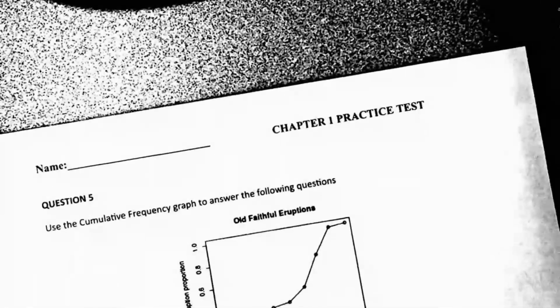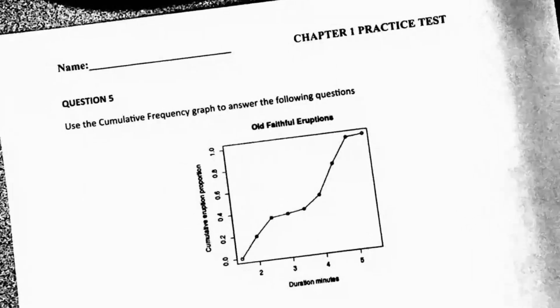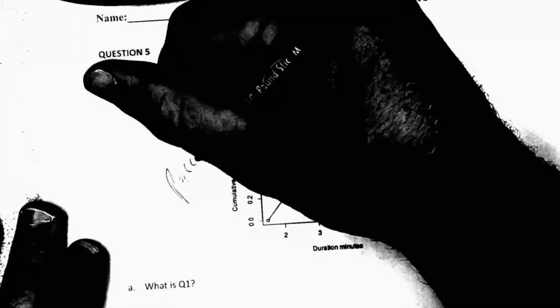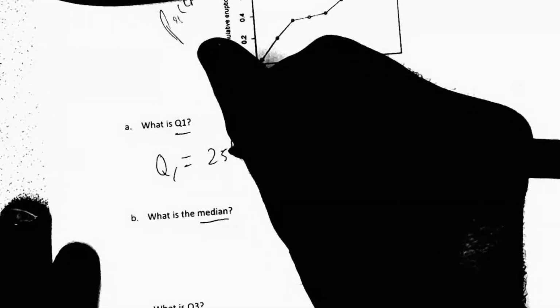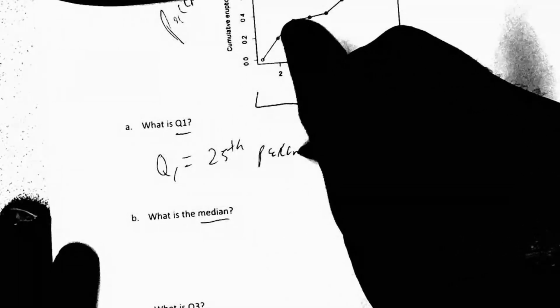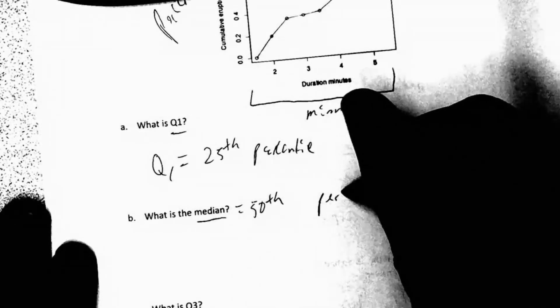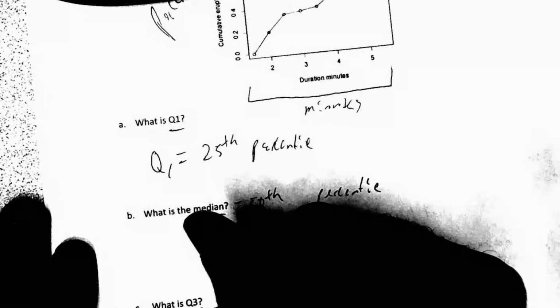Question 5, last question. This is cumulative frequency. So recall in cumulative frequency, on the left side, you're essentially getting your percentiles from here. And this is just your value in minutes. Okay, let's talk about what these are asking. Q1, the median, and Q3. So Q1 equals the 25th percentile. The median is the 50th percentile. And Q3 is the 75th percentile.